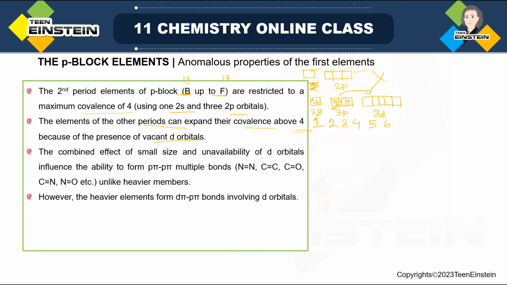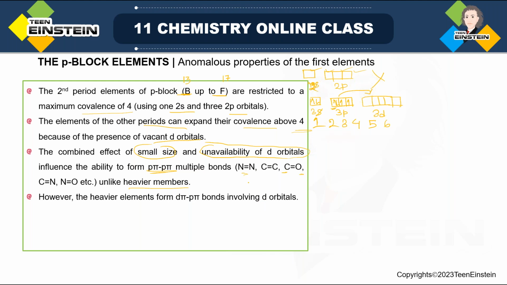Now the combined effect of the small size and unavailability of d orbital in the second period influences the ability to form p-pi multiple bonds, unlike heavier members. So what happens, as you can see from these examples: multiple bond between two nitrogen, between two carbon, then one carbon, one oxygen.